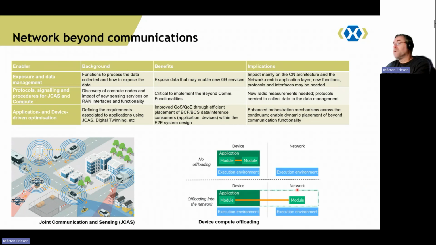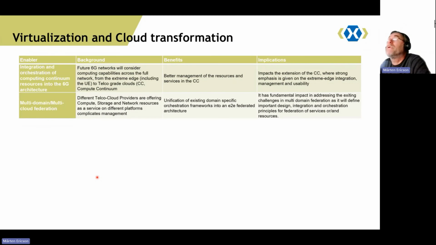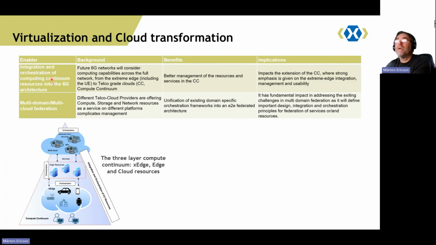This is the offloading example. This is a picture of the sensing also. Then last but not least, we have the virtualization and cloud transformation. Here I only show 2 different enablers. This is the longest name of enabler, but it's about how to orchestrate the different computing continuum resources. I'll show you a figure of this.